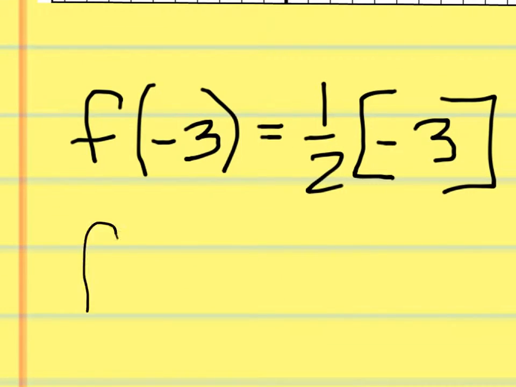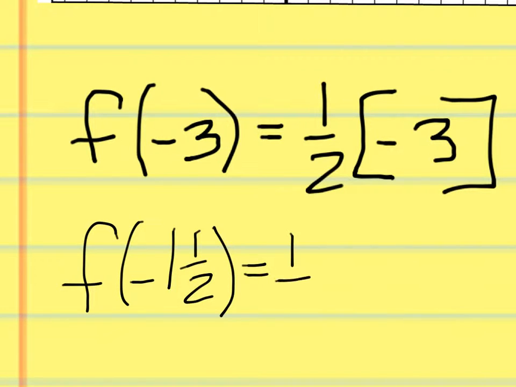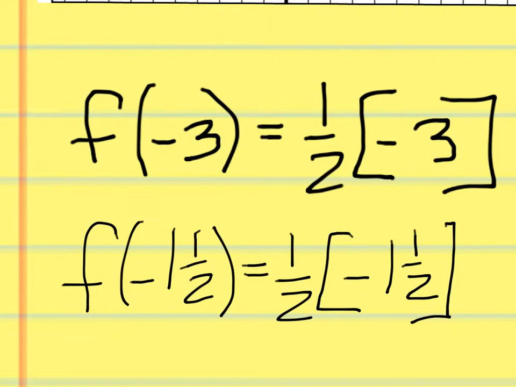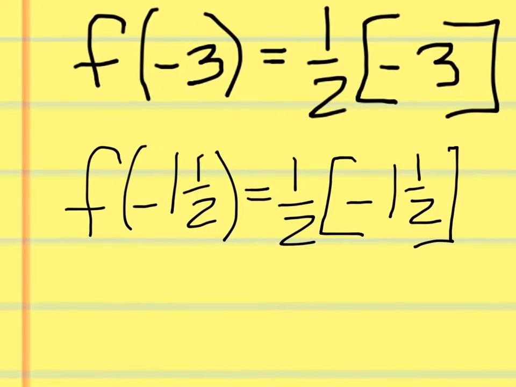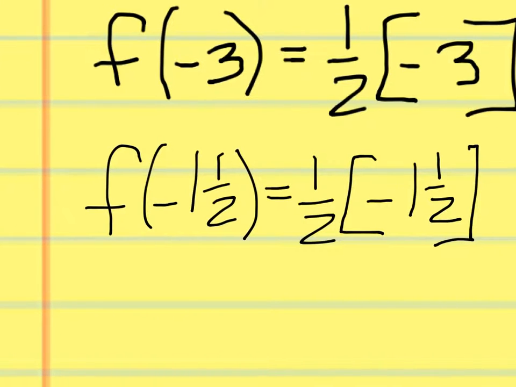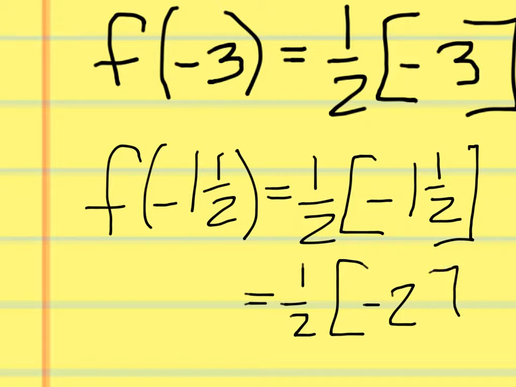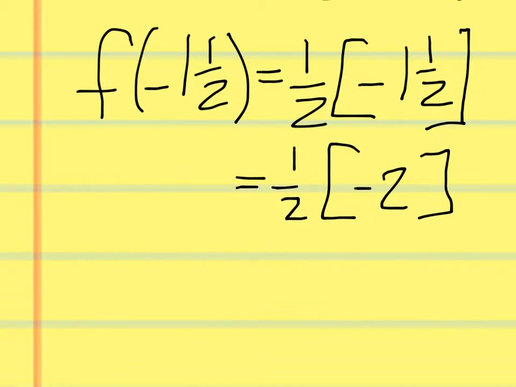We'll go to f of negative 1.5, which is 1/2 times the greatest integer of negative 1.5. What is the greatest integer of negative 1.5? Negative 2. Okay, so we're going to have 1/2 times negative 2. What's 1/2 times negative 2? Negative 1.